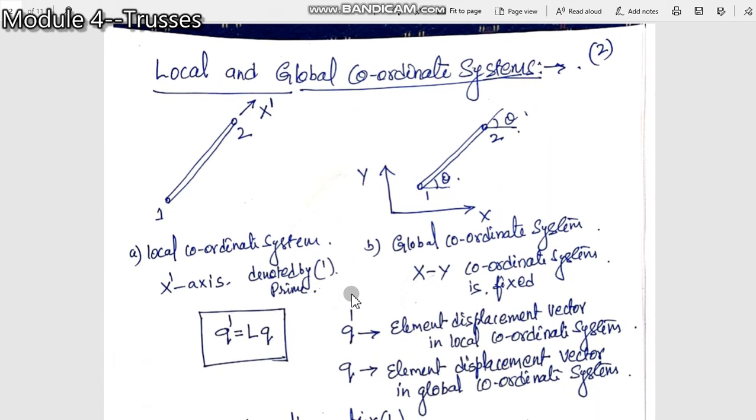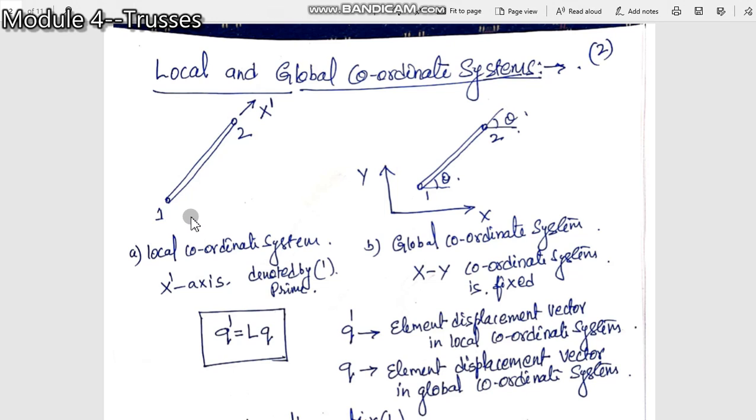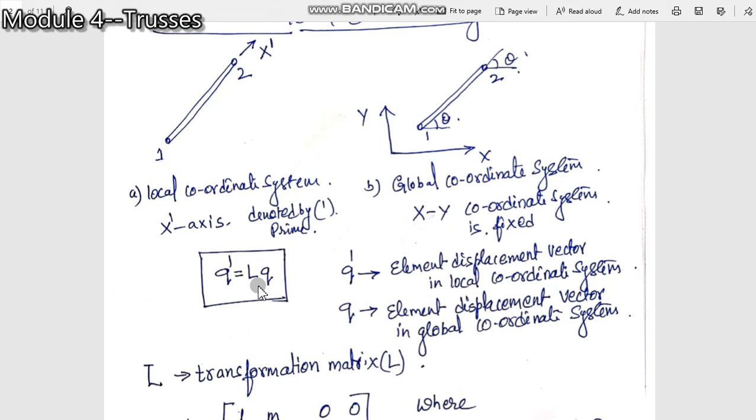Now the second step is, what do you mean by local and global coordinate system? This is a single element of a truss whose nodes are 1 and 2, and the coordinate system is x prime, and this is a local coordinate system. The coordinate system will be in line with the element. Now the global system, which is represented by xy, is fixed and common to all the elements in the truss, and here also I have considered one single element having nodes 1 and 2 and having angle theta. Now what we need to understand here is the relationship between local and the global coordinate system.